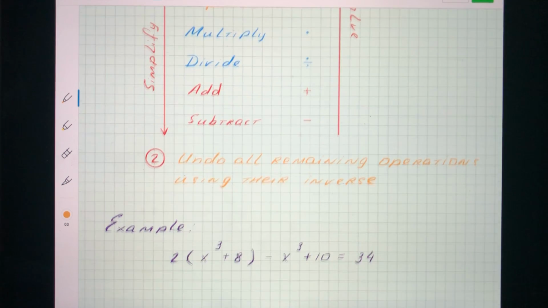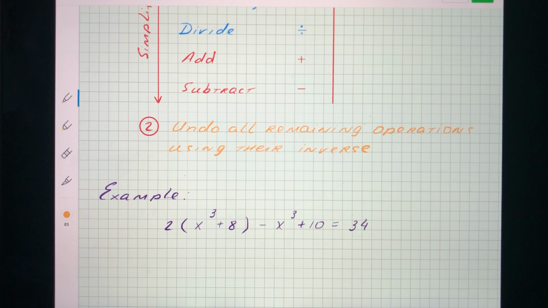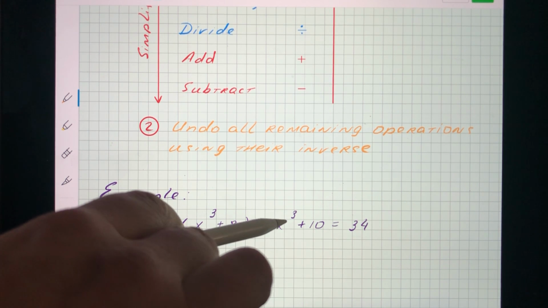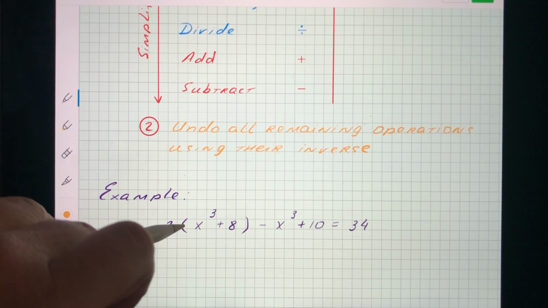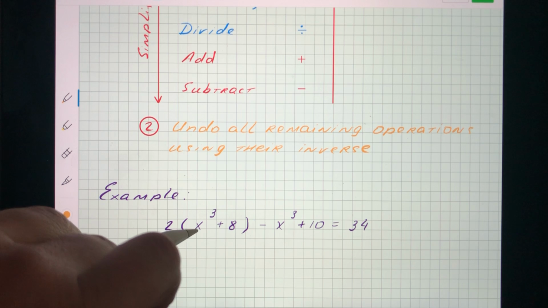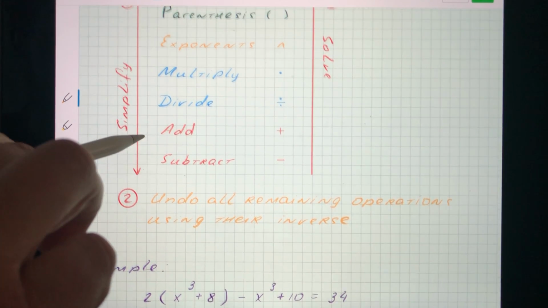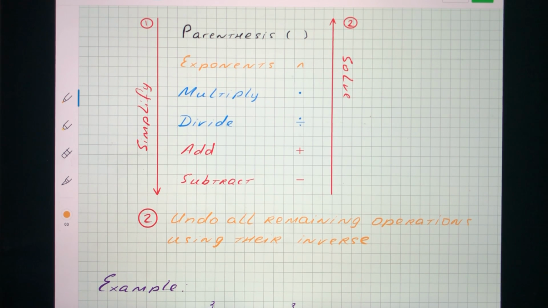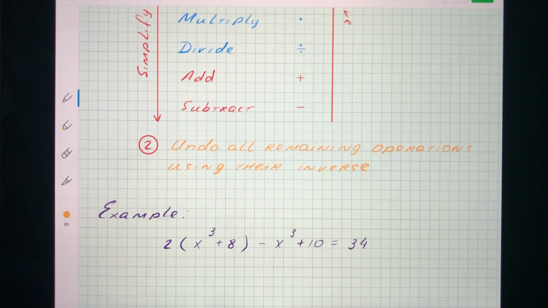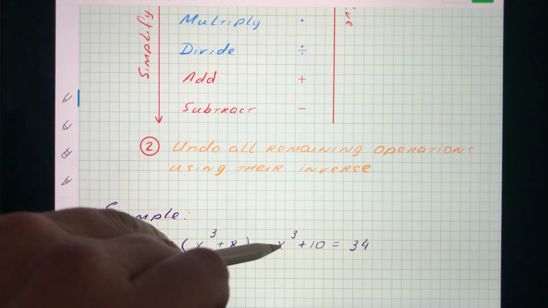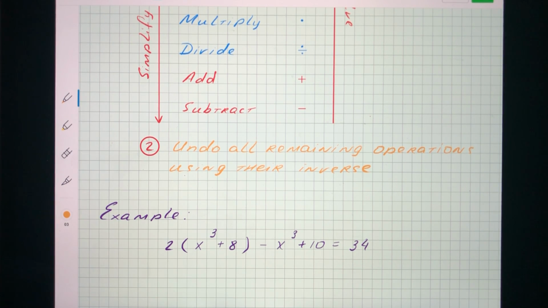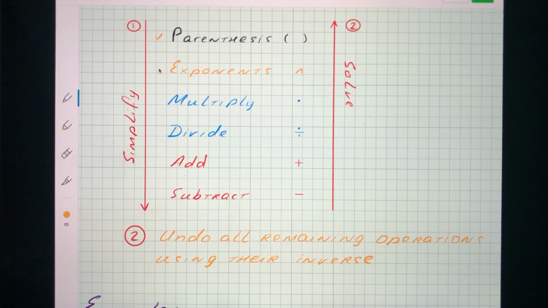So here is a cubic, and it is 2 times the quantity x cubed plus 8, minus x cubed, plus 10 is 34. We will begin by simplifying everything that is inside the parentheses, and since there is nothing that can be simplified inside, we move on to the next operation. So far we have the parentheses are done. Now exponents, there are cubes, but the cubes are attached to the variables which we are looking for, so we cannot cube the x because we don't know what x is, which means the exponents part is also done.